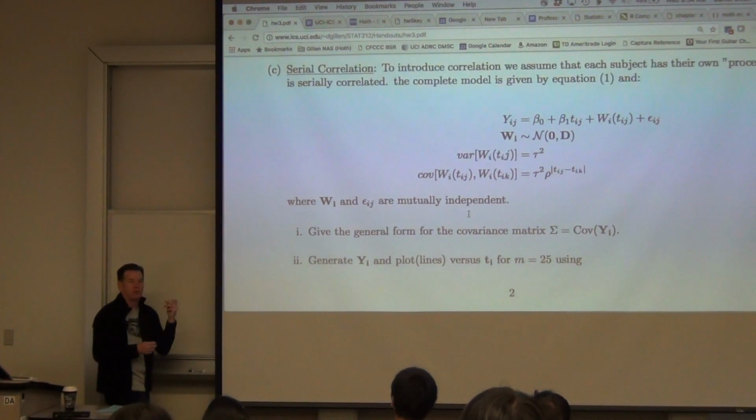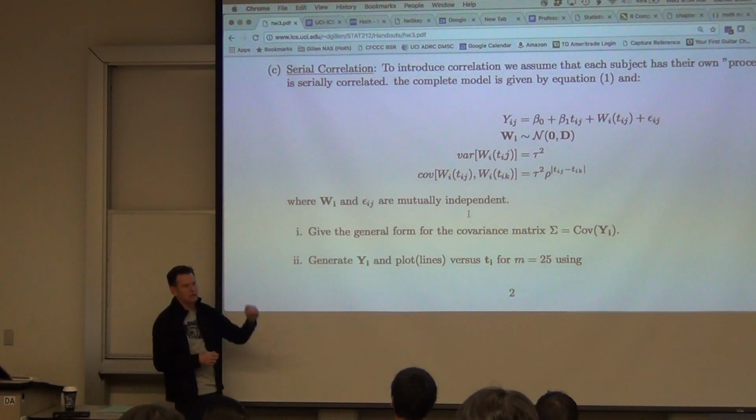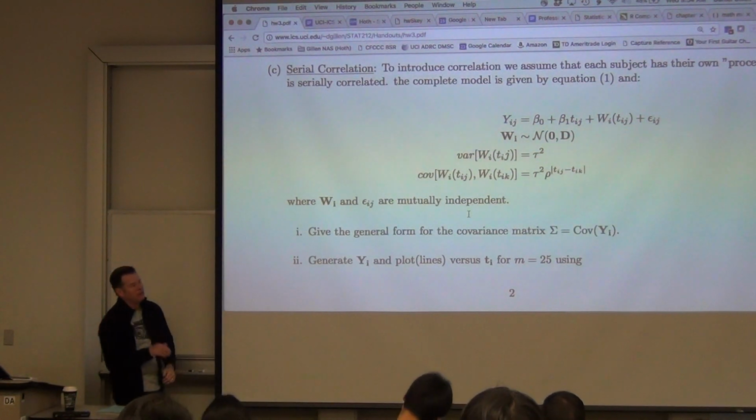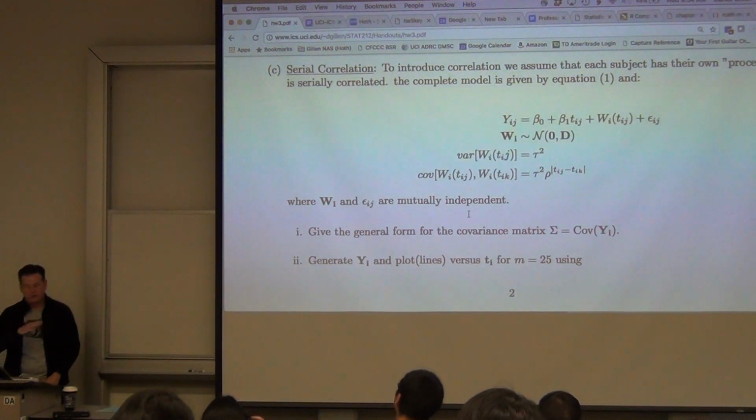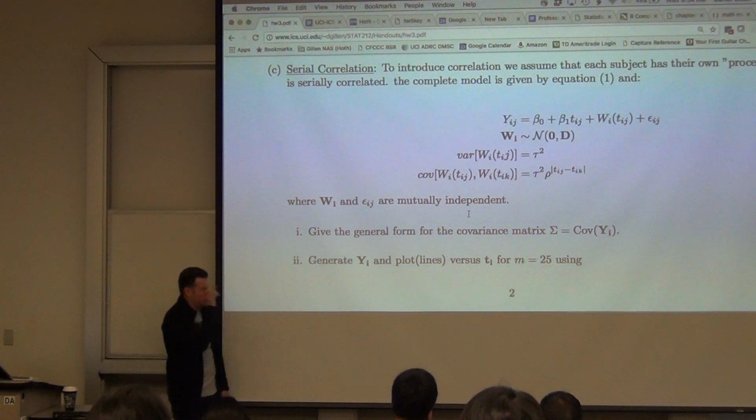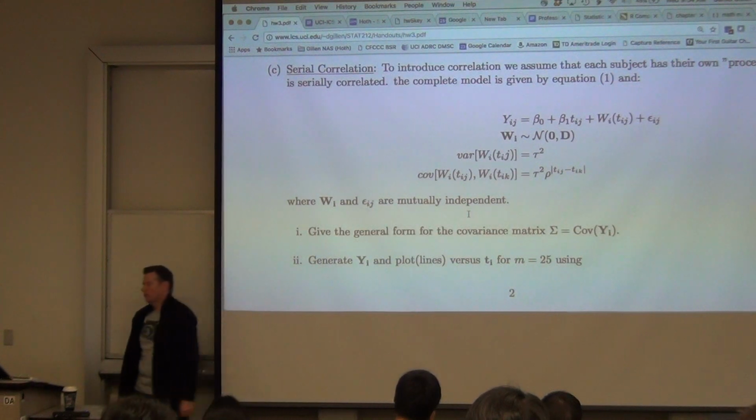Random intercepts, you'll be able to spot it like that. You'll see variation at the starting time. But as soon as you start thinking about serial processes over time, it becomes extremely hard for your eye to pick it up with diagnostic plots.